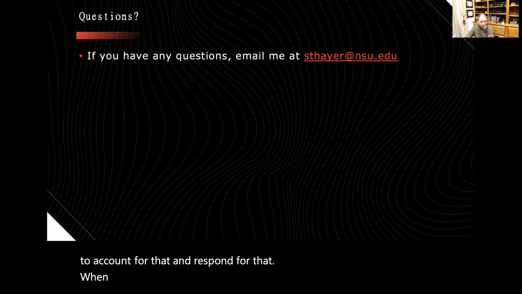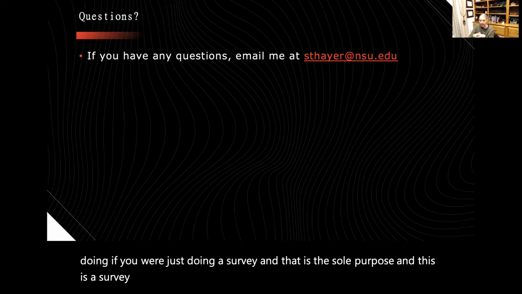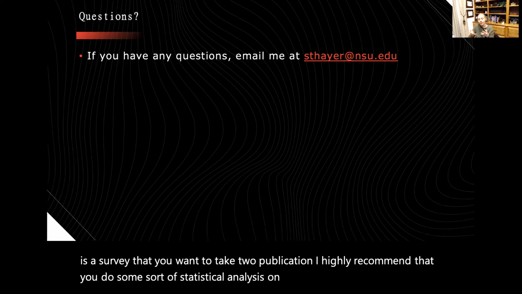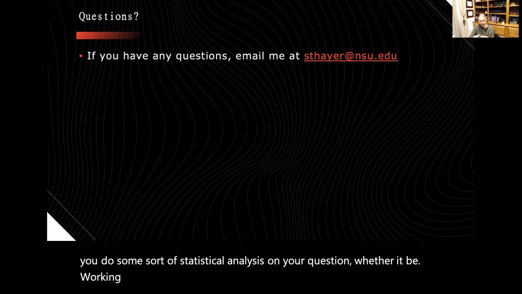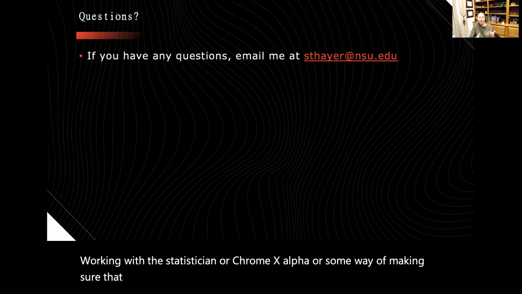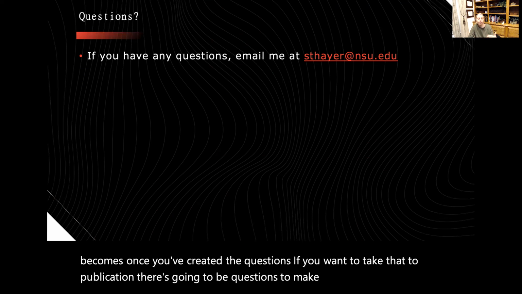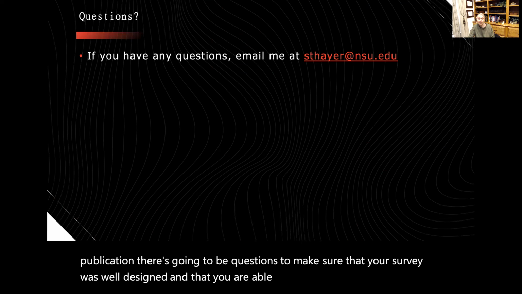When you're conducting surveys, depending on the goal of what you're doing, if you are just doing a survey and that is the sole purpose, and this is a survey that you want to take to publication, I highly recommend that you do some sort of statistical analysis on your questions, whether it be working with a statistician or Cronbach's alpha, or some way of making sure that statistically your questions are valid and reliable. Once you've created the questions, if you want to take that to publication, there are going to be questions to make sure that your survey was well designed and that you are able to prove some reliability and validity.